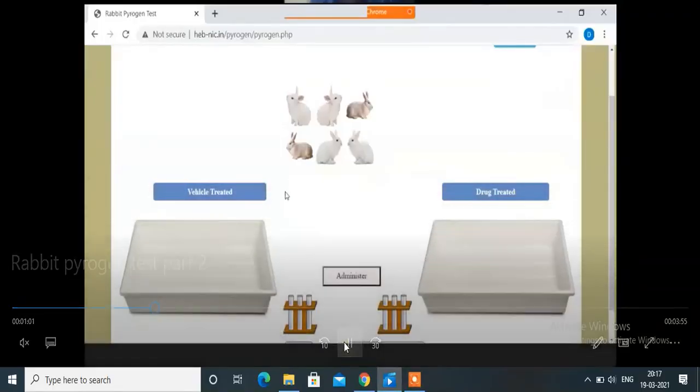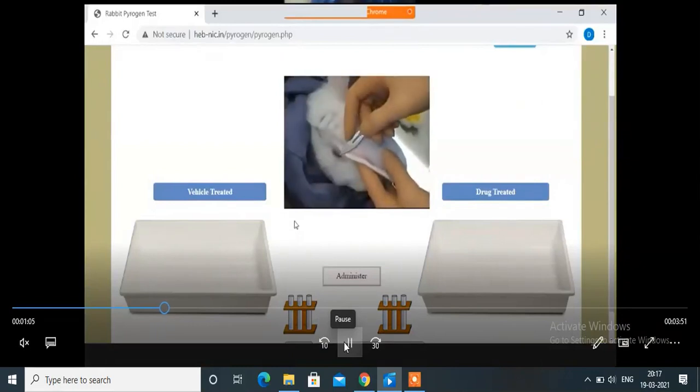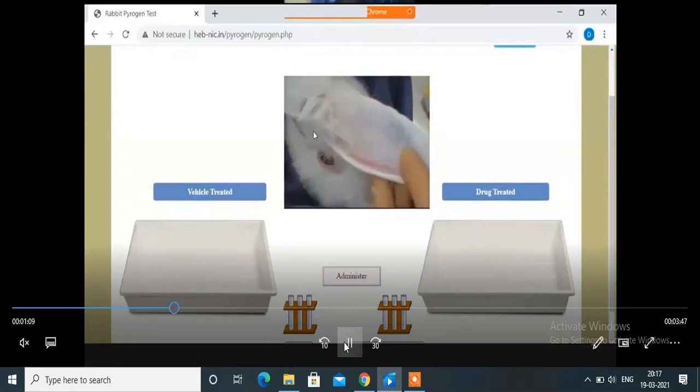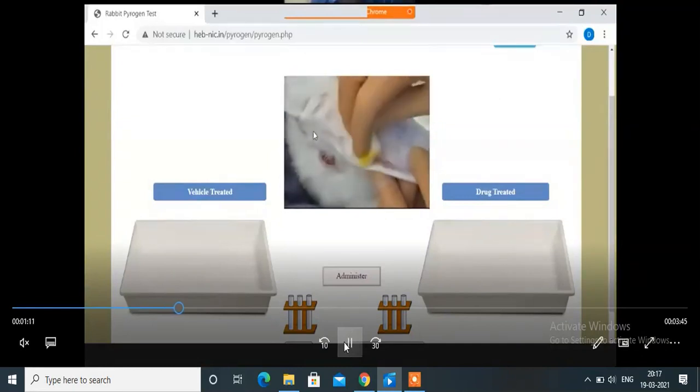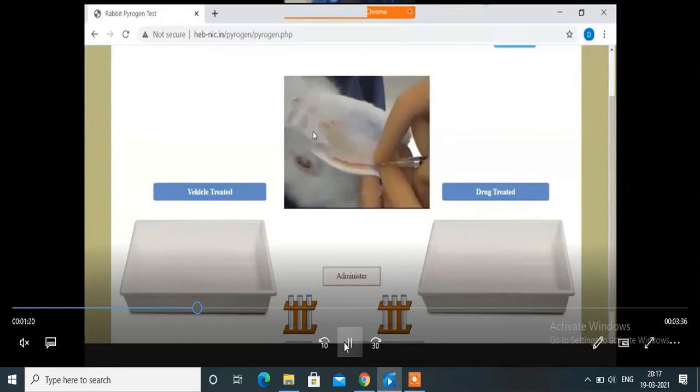Now firstly, the animals are divided into 2 groups. First is the vehicle treated and second one is the drug treated. Now take one animal from the vehicle treated or the drug treated group. Now clean the vein and apply the vehicle to the vein, slowly.